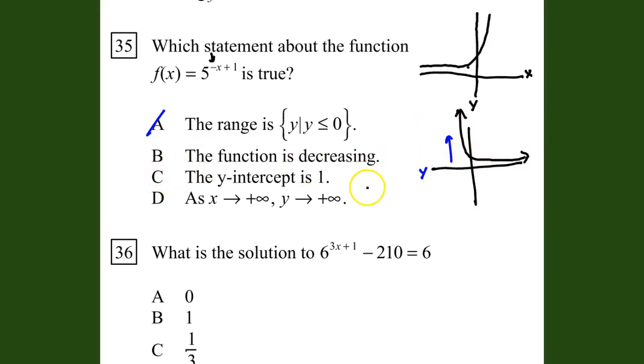Y-intercept is 1. That implies it goes through the point 0, 1. But if you plug in 0 into here, right, you would have 5 to the 0 plus 1, which equals 5. So the y-intercept is actually, a real one is going to be 0, 5. So that's not it. And as x gets bigger, goes to infinity, y also goes to infinity. But as we can see here, the y is not going towards infinity, it's going towards 0 as x gets bigger. So yeah, that's not it. So it does look like our answer is just B. The fact that from left to right, it just gets smaller. It's decreasing.